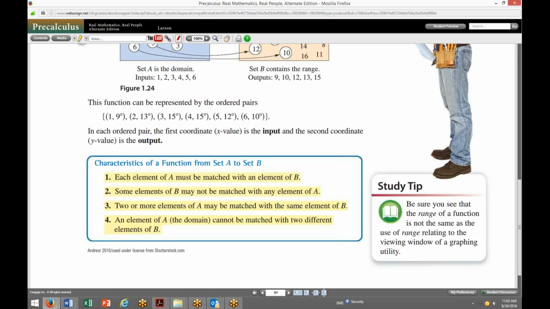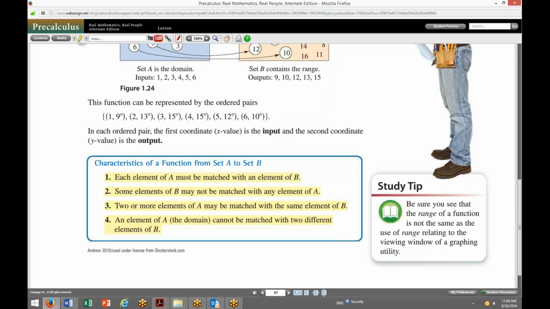In other words, if you have an x value that has no corresponding y value, then you got a problem. That's not even an ordered pair. So every single x value has to have a y value. And statement 2, some elements of B may not be matched with any element of A. This is something I really don't plan to get into any further with you. This is a very high-level technical point.